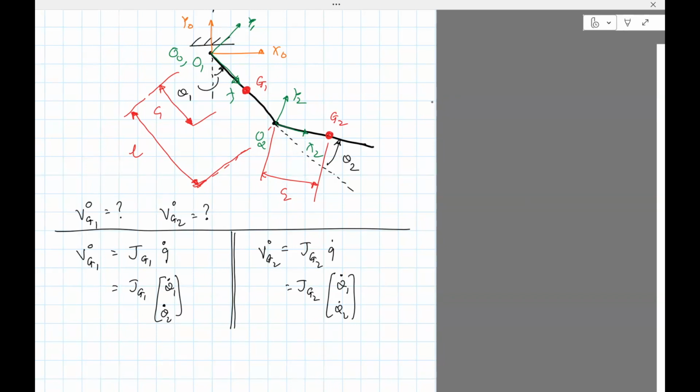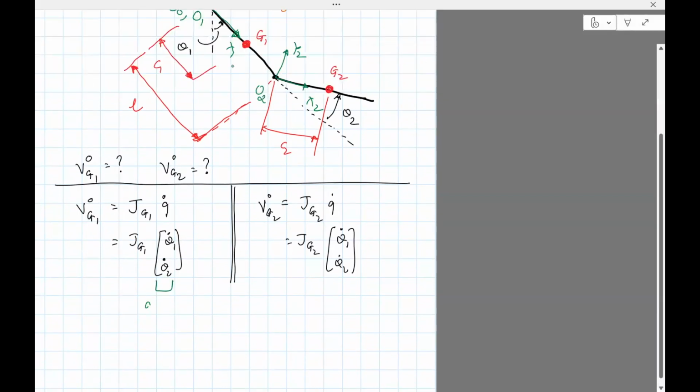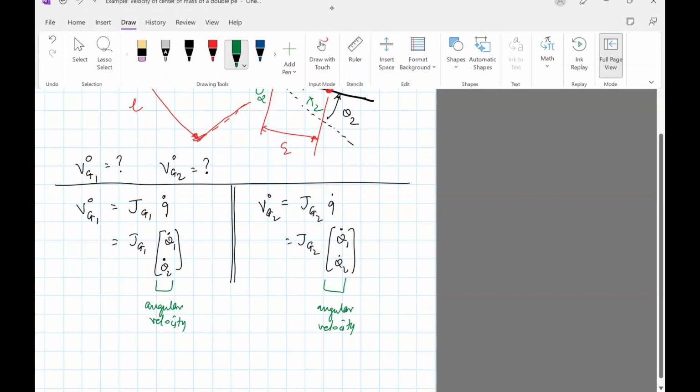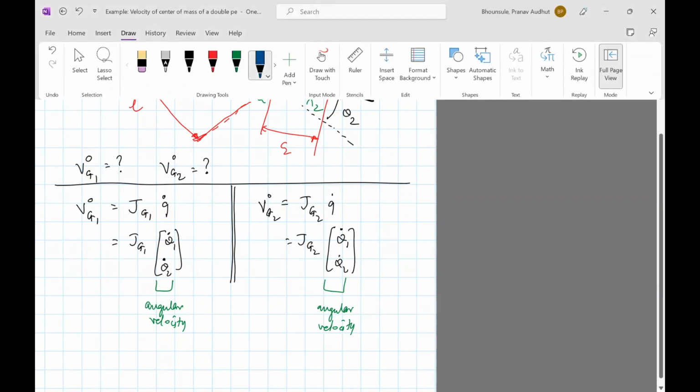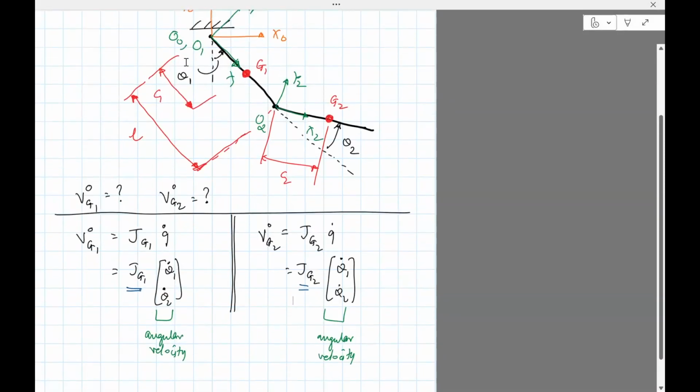It's the angular velocity. Some people like to call it omega 1 and omega 2. We assume that this is given to us, we just put that here.